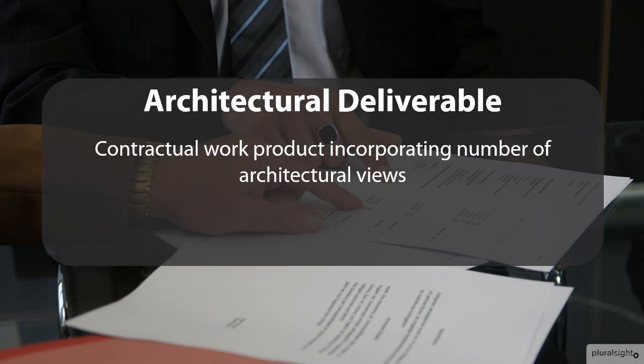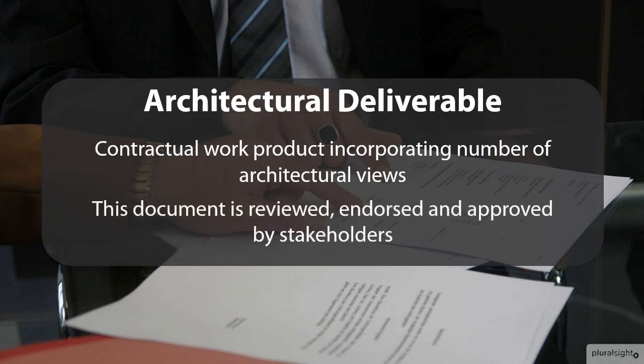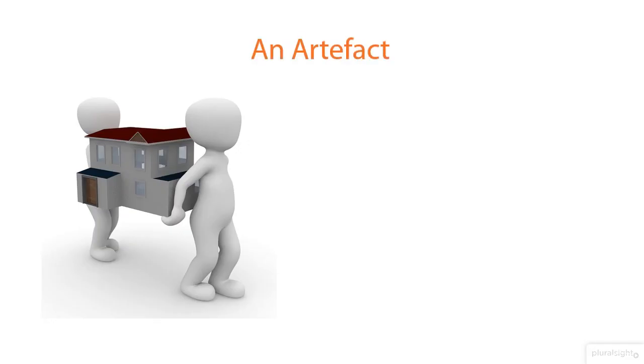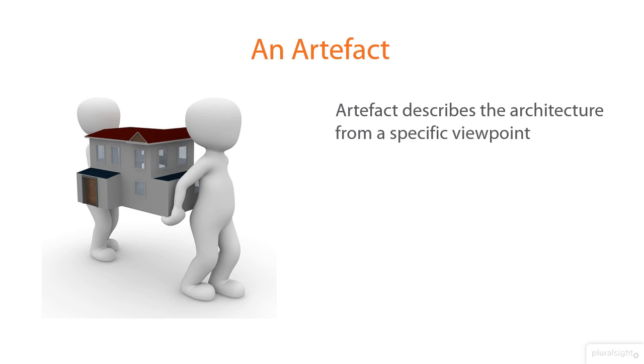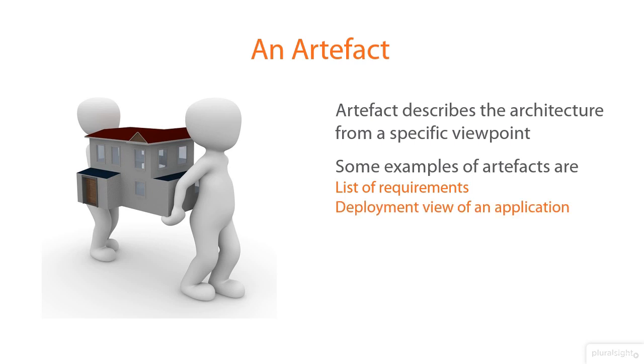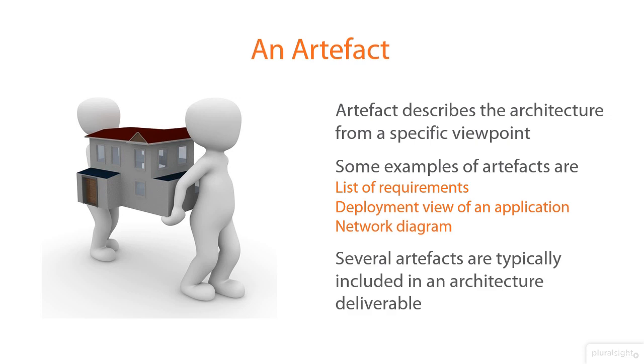This document is reviewed, endorsed, and approved by stakeholders to demonstrate their consensus on the outcomes from the work done thus far within the ADM cycle. An artifact describes an architecture from a specific viewpoint. For example, a list of requirements, a deployment view of an application, a network diagram, etc. are all views of the architecture that would be useful for certain classes of stakeholders. Several artifacts will typically be included with each deliverable.